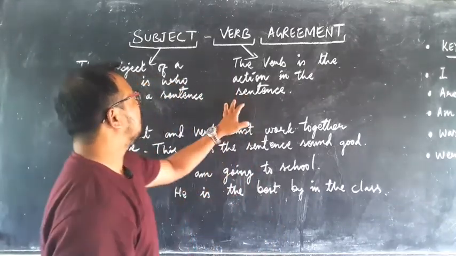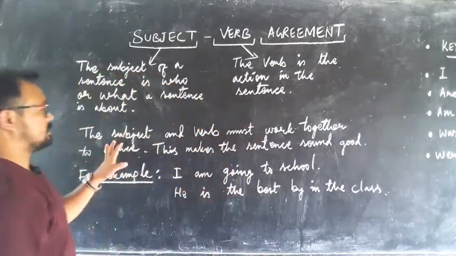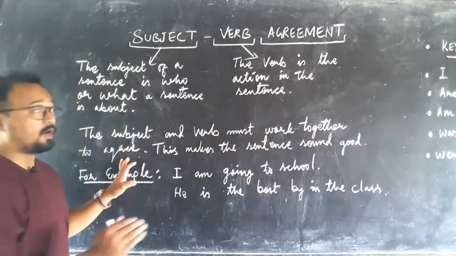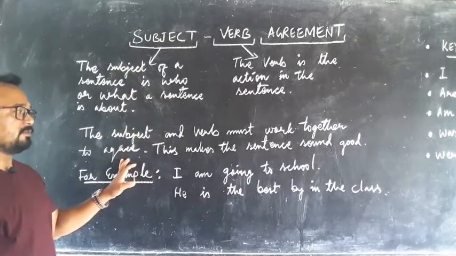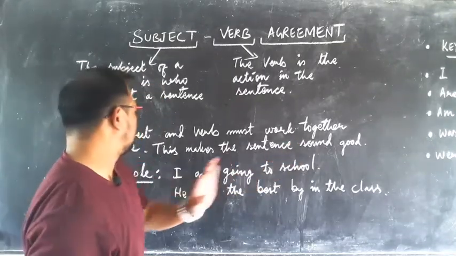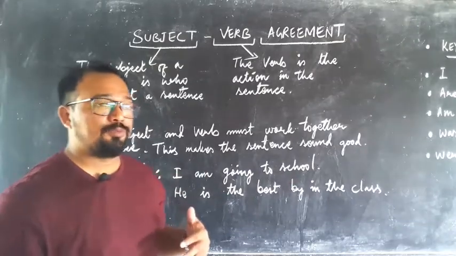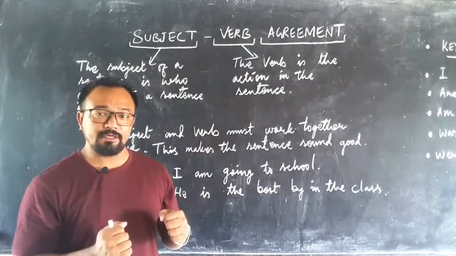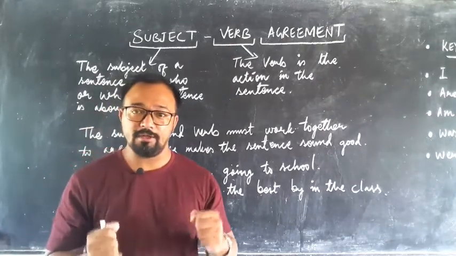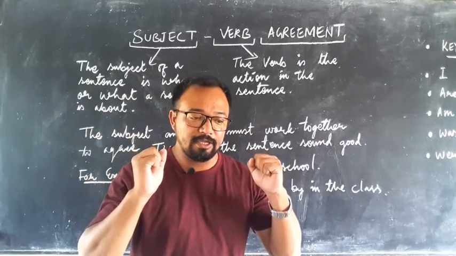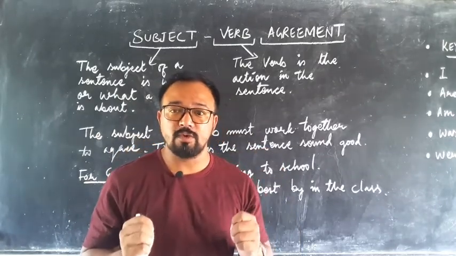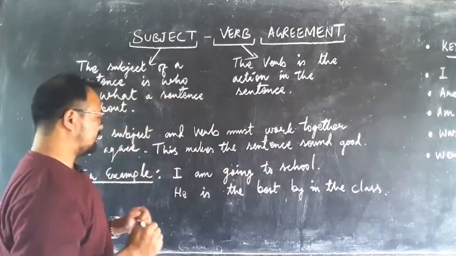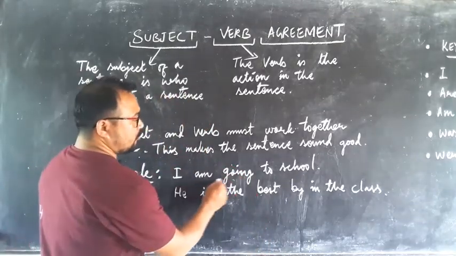Now in dealing with subject verb agreement, the subject and the verb must work together to agree with each other. This makes the sentence sound good. What happens if you use subject verb agreement together, it makes the sentence sound good. Alright, it will give a good impression. The sentence will be formed in a correct order. Example you can see here, I am going to school.